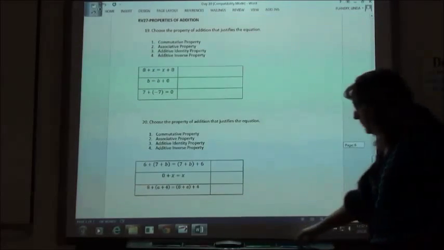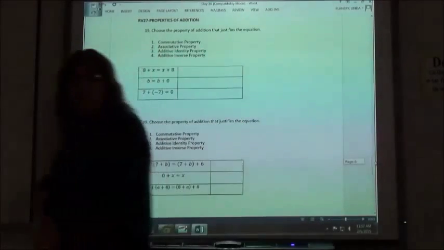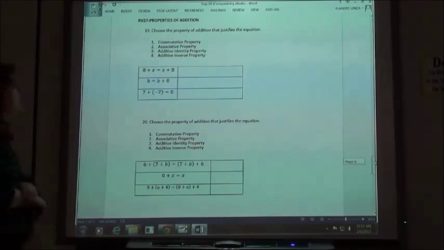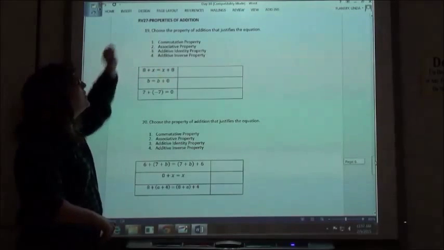Properties of addition. We have 4 properties of addition that we're going to talk about: the commutative property, associative property, additive identity, and additive inverse.